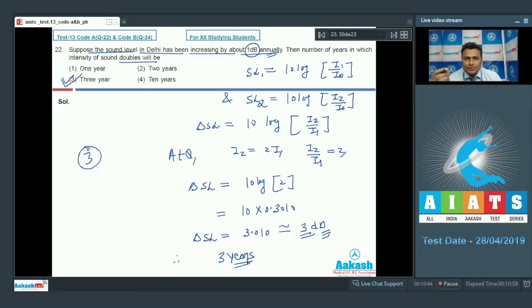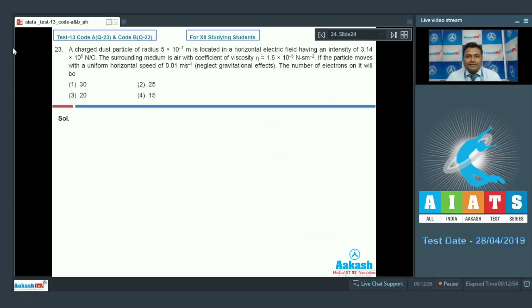Now move on to the next, that is 23 number. So here is question number 23, everyone. A charged dust particle of radius 5 into 10 power minus 7 meter is located in a horizontal electric field having an intensity of 3.14 into 10 power 5 Newton per coulomb. The surrounding medium is air with coefficient of viscosity eta equals 1.6 into 10 power minus 5 Newton second per meter square. If the particle moves with uniform horizontal speed of 0.01 meter per second, the number of electrons on it will be what?